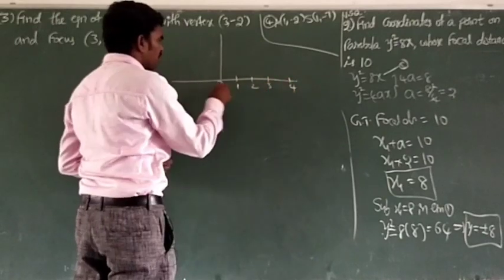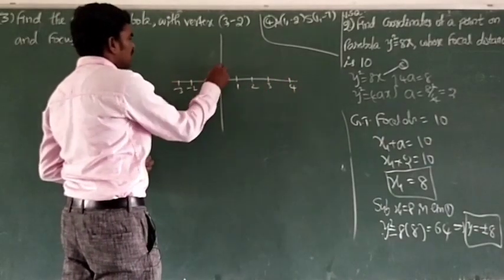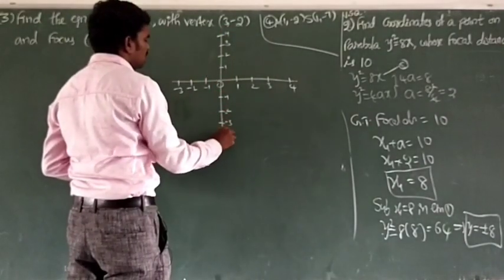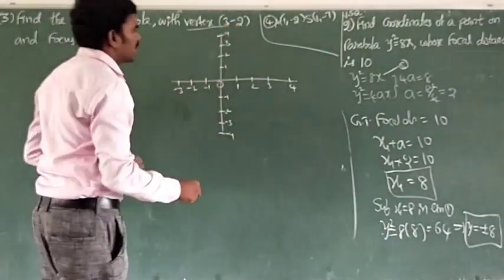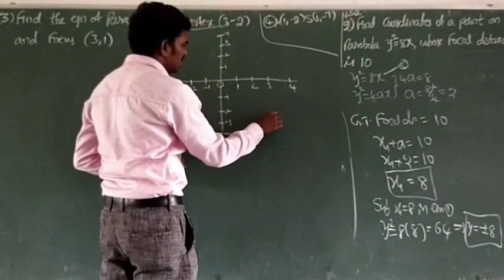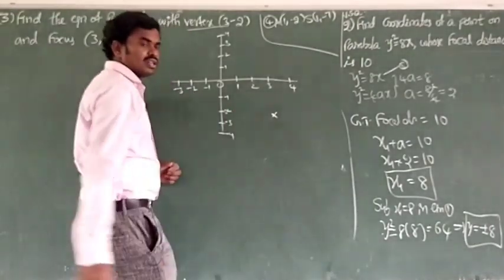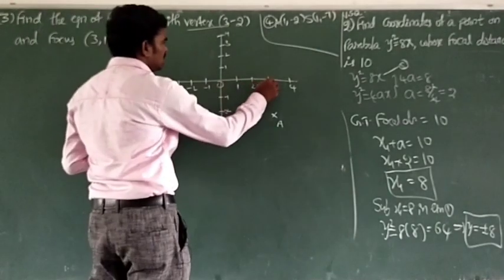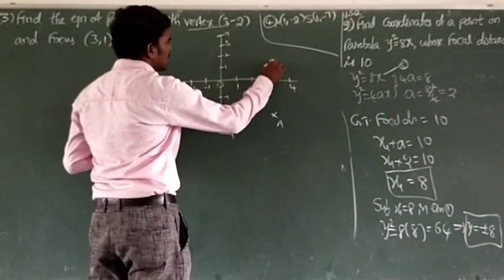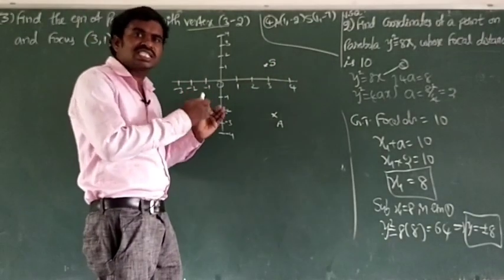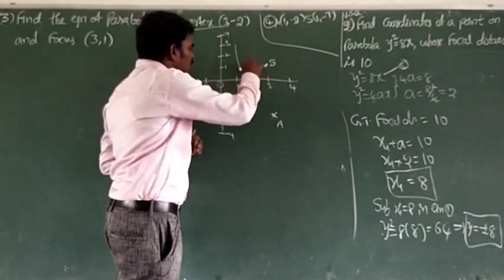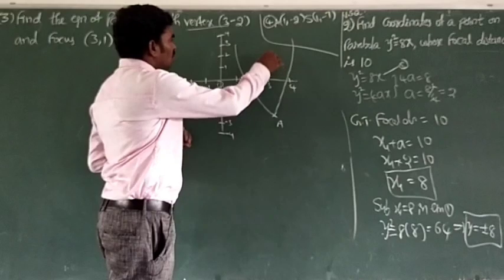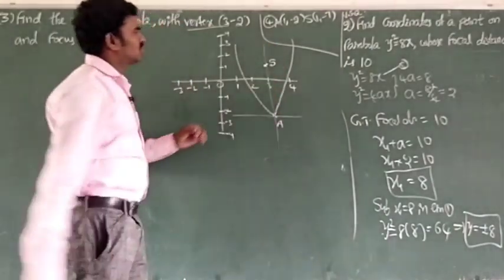To know that, first, you may think this is rough work or main work, but write it on the right side of your page. 1 2 3 4, minus 1 minus 2 minus 3 minus 4. The vertex is given as 3 comma minus 2. Where is it? 3 comma minus 2 is here. Am I right? Vertex A. And the focus is 3 comma 1. So here is the focus S. Always the focus is inside the parabola. So our parabola may be like this. Am I right?